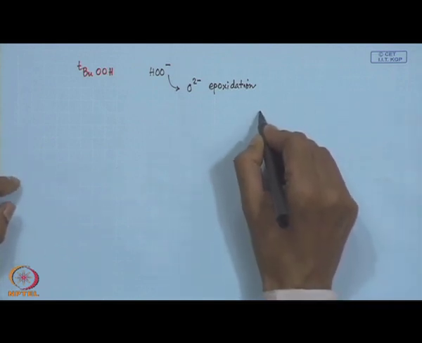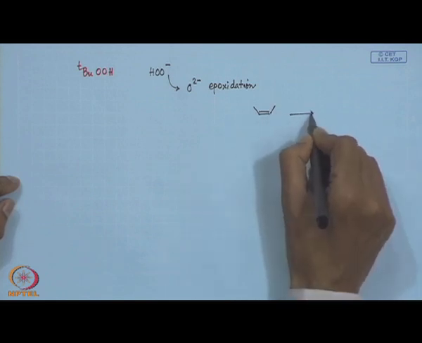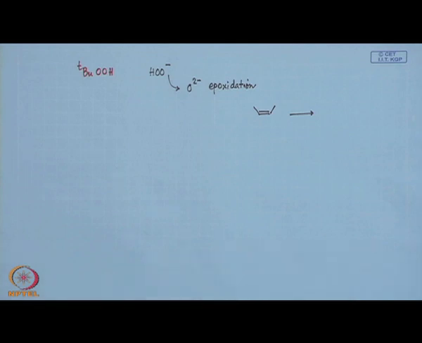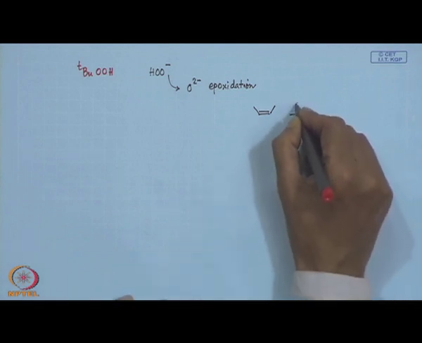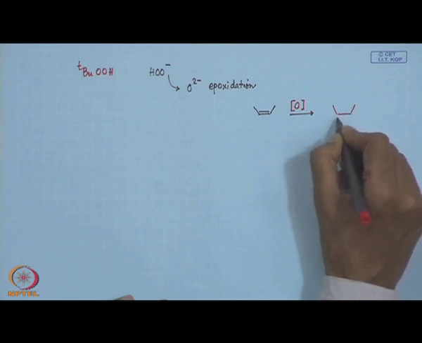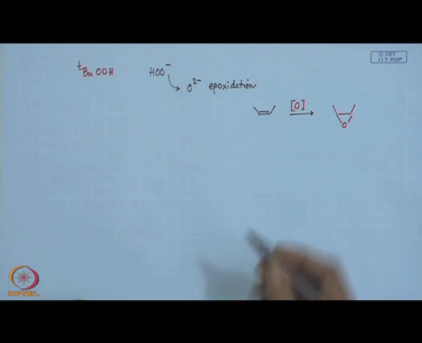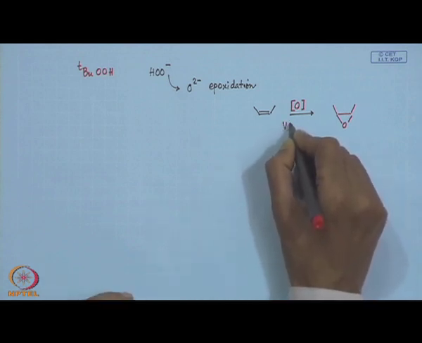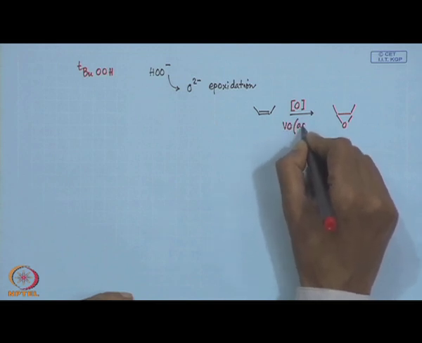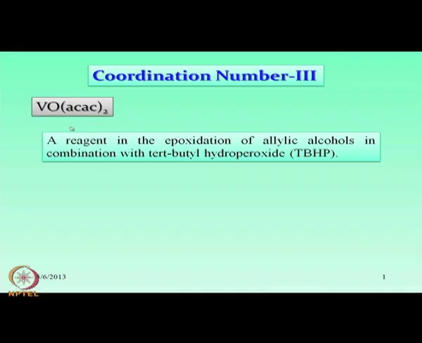So, if we have an allylic group, we can consider its double bond, so the corresponding epoxidation can take place on it, and we get the corresponding epoxide, and this is very much catalyzed by VO(acac)2. So, we have a typical coordination number for this which is very useful for its corresponding reaction.